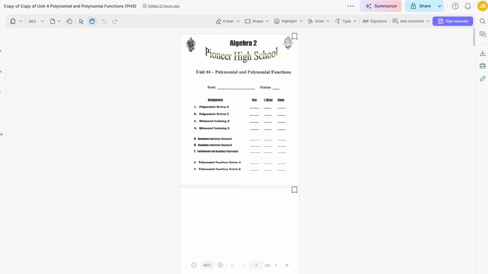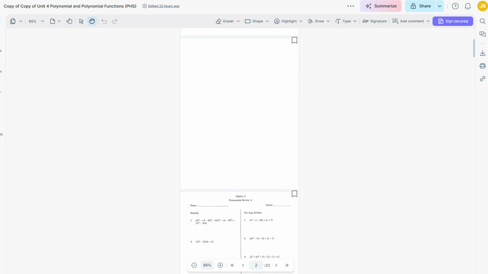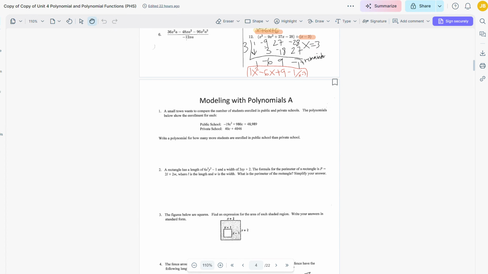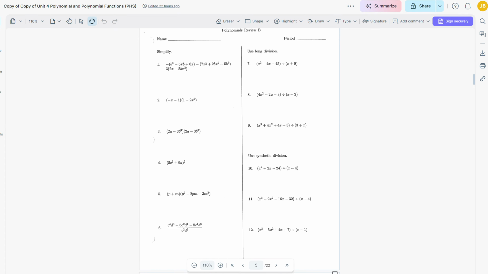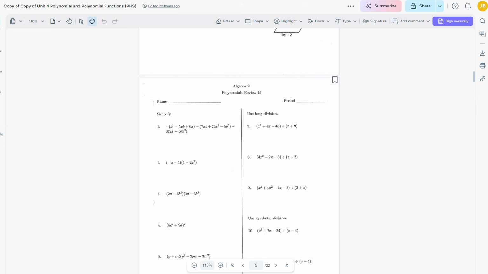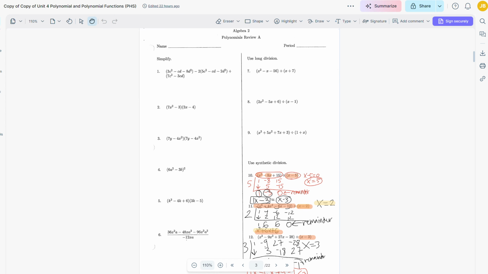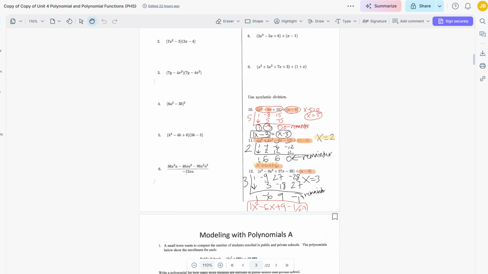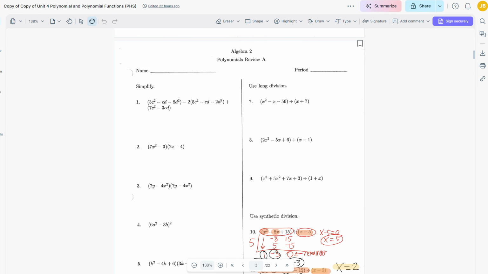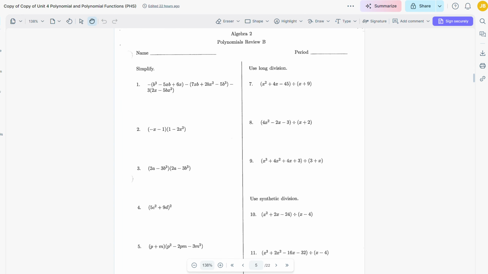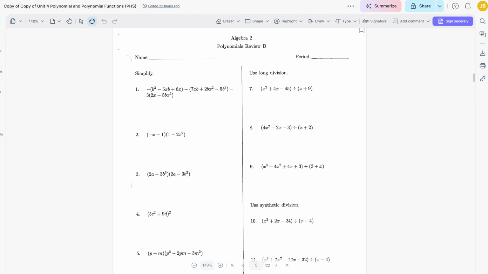Take out the Unit 4 polynomial and polynomial functions, please. We're still on review A. My expectation was for you to finish review B, 1 through 6, and 10 through 12. Today I'm going to be doing questions 7, 8, and 9 on review A using what is called long division. And you will be finishing 7, 8, and 9 on review B.